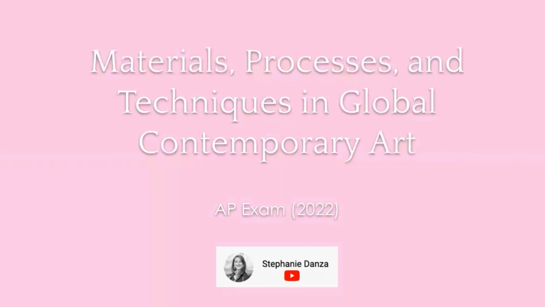Global Contemporary, 1980 CE to present. Materials, processes, and techniques in global contemporary art. Global contemporary art is characterized by a transcendence of traditional conceptions of art and is supported by technological developments and global awareness. Hierarchies of materials, tools, function, artistic training, style, and presentation are challenged.